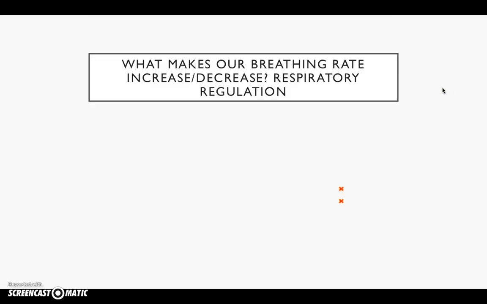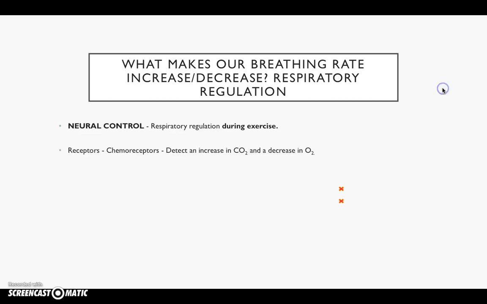So what makes our breathing rate increase or decrease? Respiratory regulation is the answer, specifically neural control. Neural control, respiratory regulation during exercise. Receptors, chemoreceptors, detect an increase in carbon dioxide. This sends a message to the RCC, which is in the brain, the respiratory control center. They'll accept RCC in the exam. This then sends a message to our Dr. VPA, telling us to either increase or decrease our muscular contractions and so on.